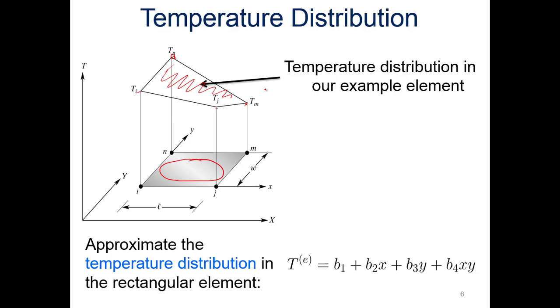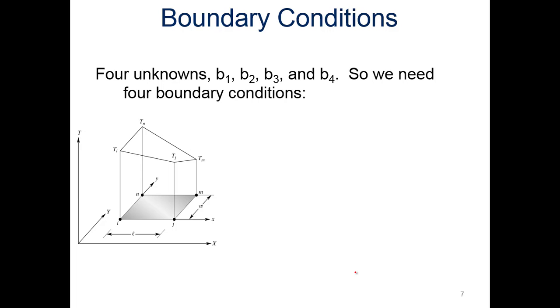So the approximate temperature distribution in that rectangular element is: the temperature at any point within the element is some constants B1, B2, B3, and B4 times the x, y, and x times y locations where we're at in that element. So we need to develop those, figure out what those coefficients B1 through B4 are. All right, so those are unknowns. So we're going to need 4 boundary conditions. Guess what they're going to be? Right here, right?